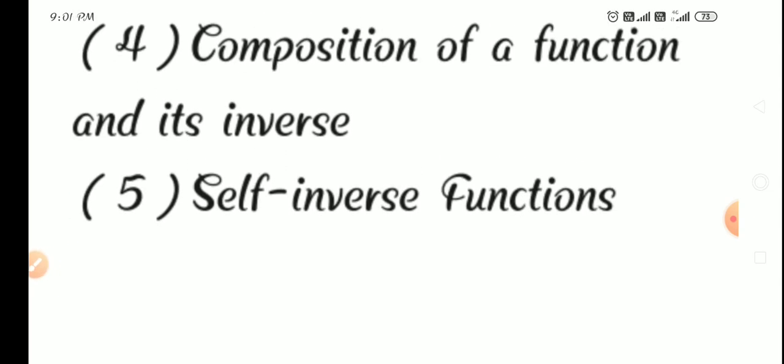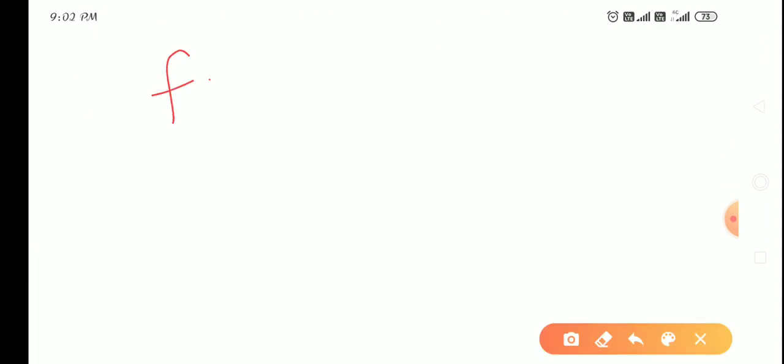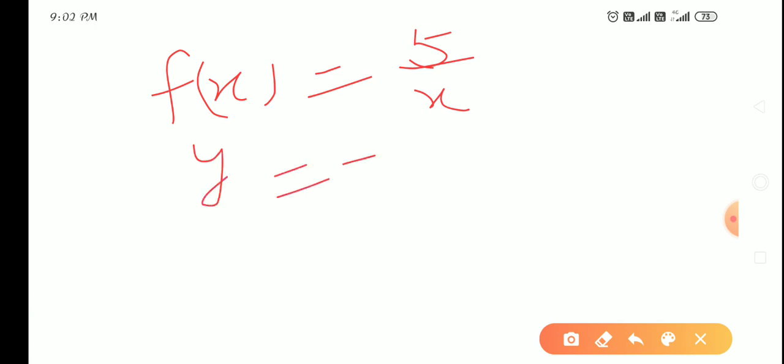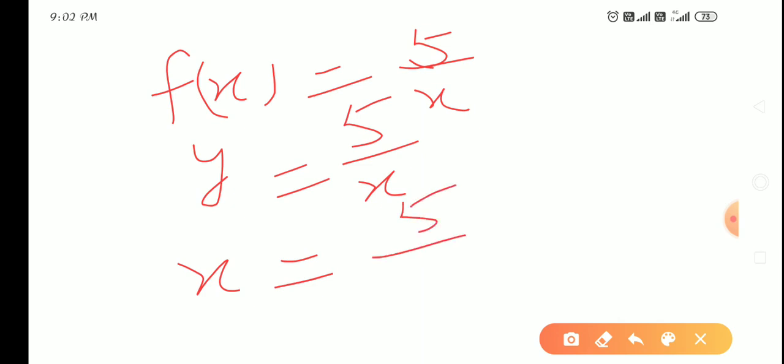Self inverse function. Students, some functions are such that their inverses are the functions themselves. Which type of function is this? Suppose fx equals 5 upon x. You can take y equals 5 upon x, then make x the subject, and it will come 5 upon y. The given function was 5 upon x, and when we make x the subject, the function we get is 5 upon y. So the function is the same, the inverse is also the same.